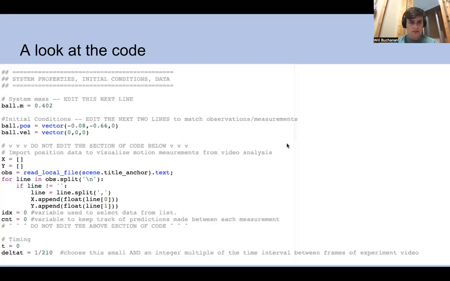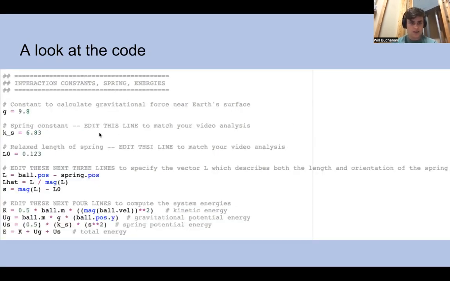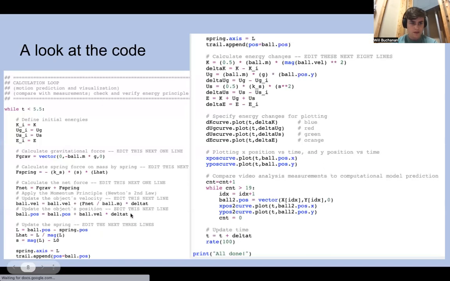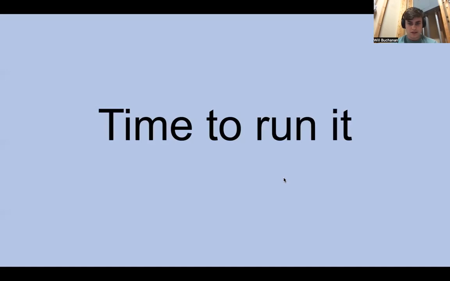And then a look at the code. Here are some initial conditions, more initial conditions, and then the types of energy present can be found down here. And then this is our while loop, which actually performs the model. And we see the length and direction of the spring down here, and the different energy types: the kinetic energy with the same formula, the potential gravity and potential spring, and the summation of those energies right here. All right, let's run our code.